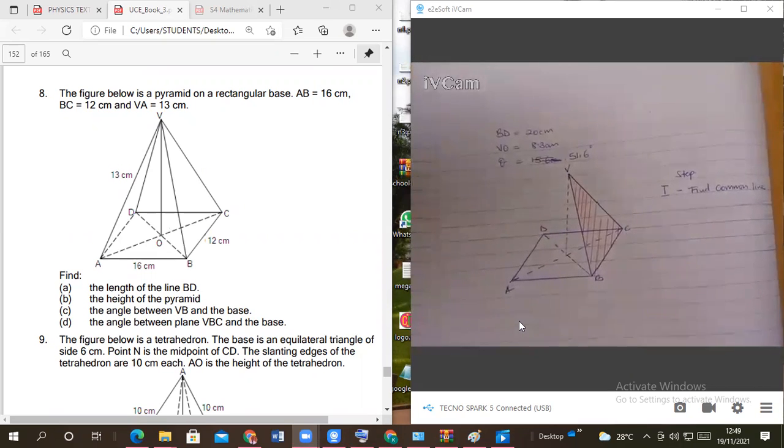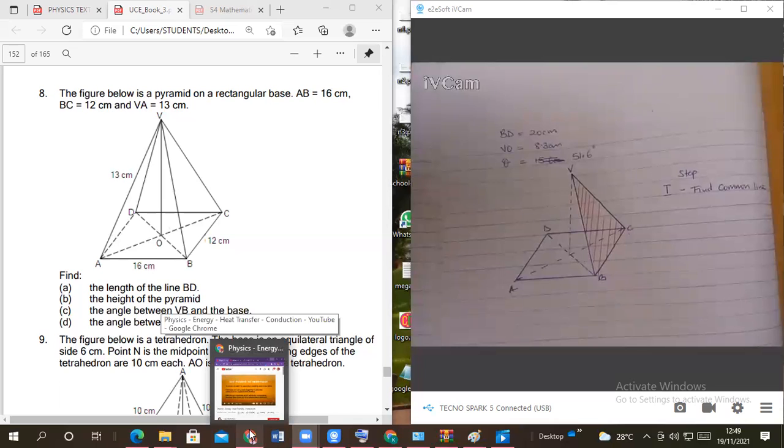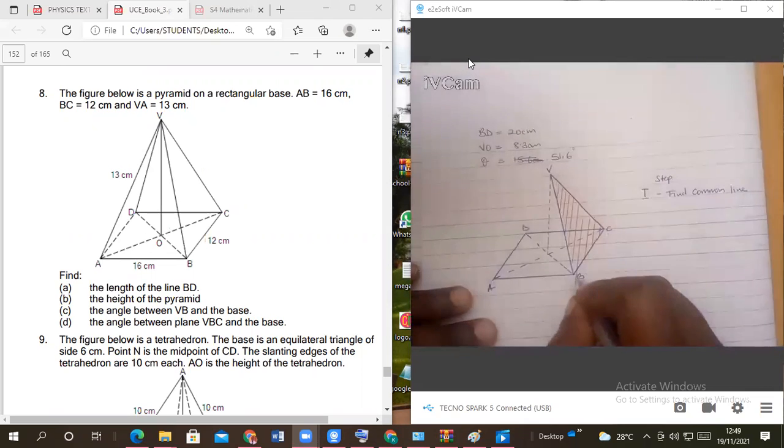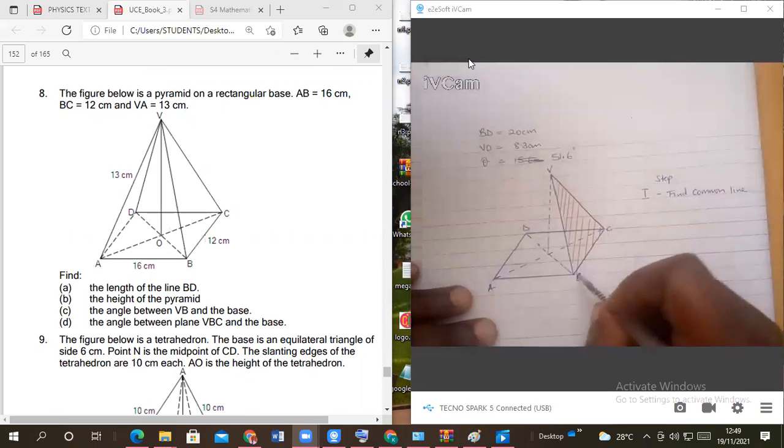What's the common line of these two planes? Line BC. Who gave us the answer? Jamima. Thank you very much, Jamima, for following the previous work. So the line is BC. That is the common line.